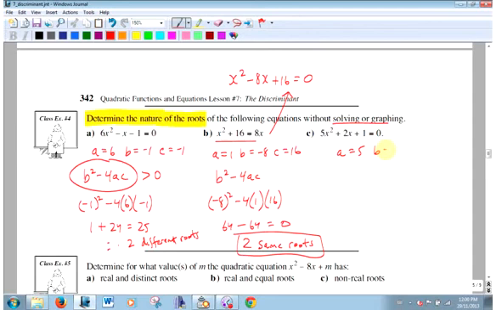A's 5, B's 2. Anyone want to take a guess what the answer of this example is probably going to be? B squared minus 4 times 5 times 1. 4 minus 20 is what? Minus 16. My discriminant is less than 0. Uh-oh. What does that mean?